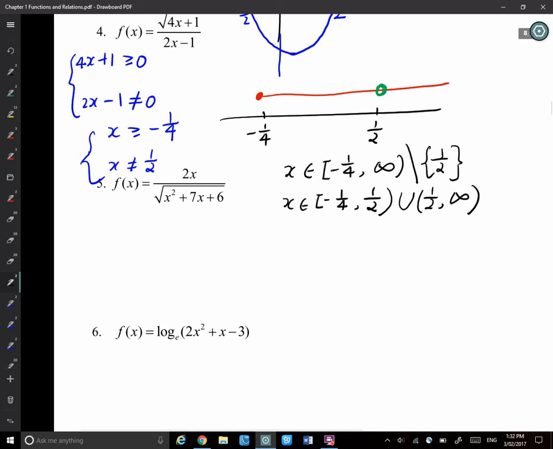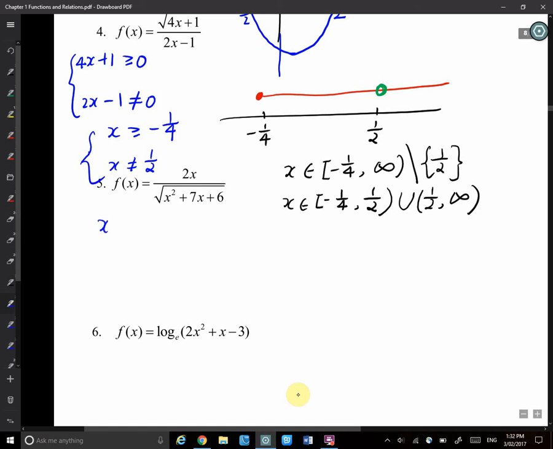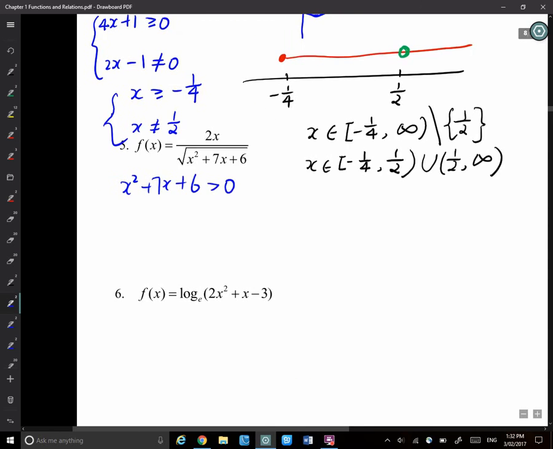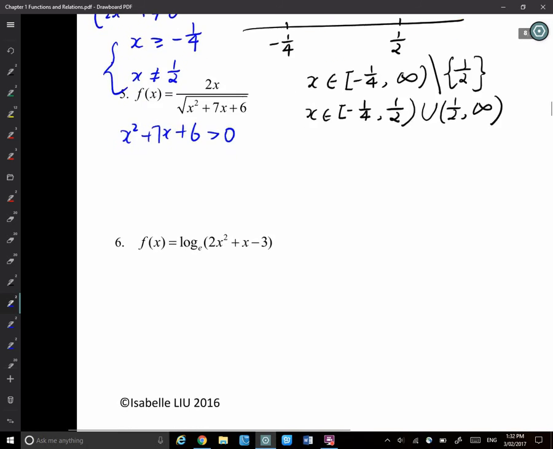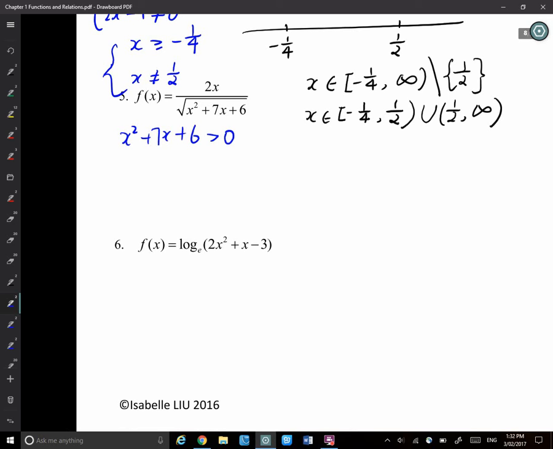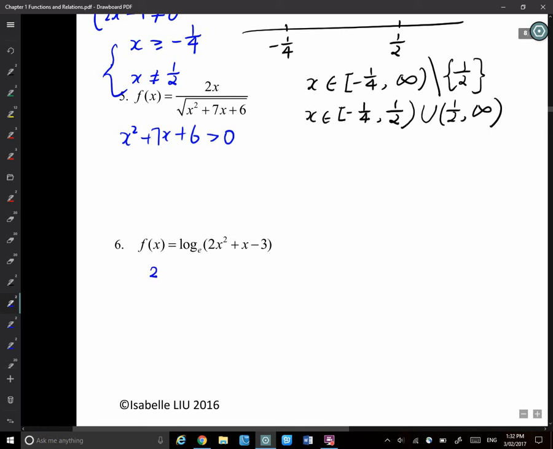For number 5 and number 6, I will write the equation out. I need the denominator cannot be 0. Also, the thing in the square root must be greater than or equal to 0. Therefore, I want this quadratic to be greater than 0, not equal to, because it's the denominator. I'll leave you to do this by yourself. Solve inequalities using the graph.